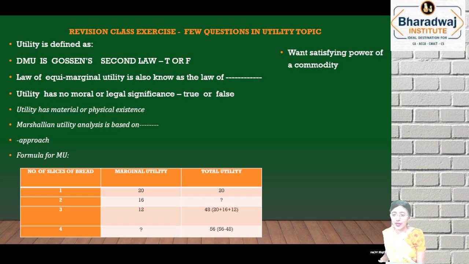Okay. Second one, DMU is Gossen's second law. Is it first law or second law? Second law. Sure. Yes. So true or false? True. Was the first law. Utility was second law. No. The second law is given, see the next sentence. Law of equimarginal utility is the second law. Law of DMU is the first law, Gossen's first law. Gossen's second law is law of equimarginal utility.